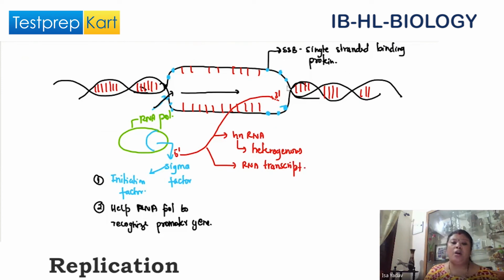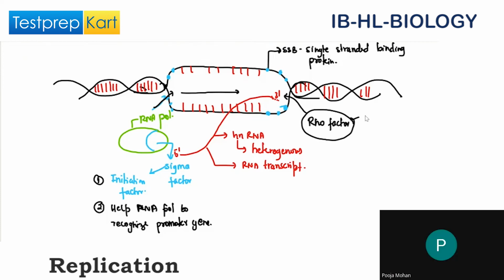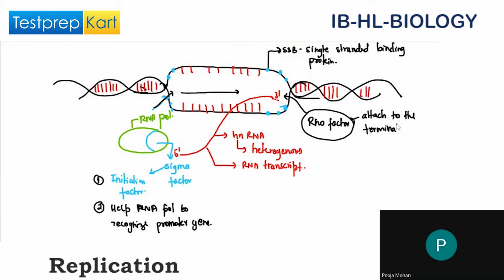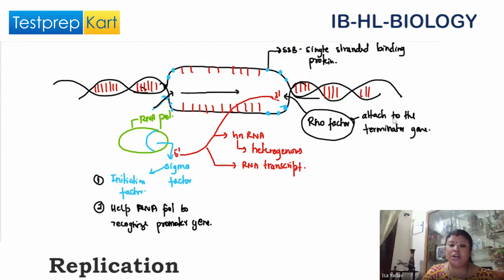Okay, now at a time there should be someone to tell us to stop the process of transcription. We have formed enough RNA. This long RNA is enough, no need for more. So now what happens? There will be a factor called rho factor. Rho factor will attach to the terminator gene.